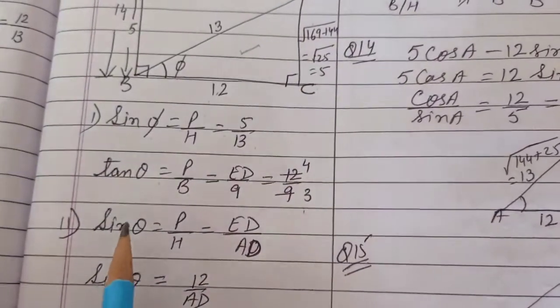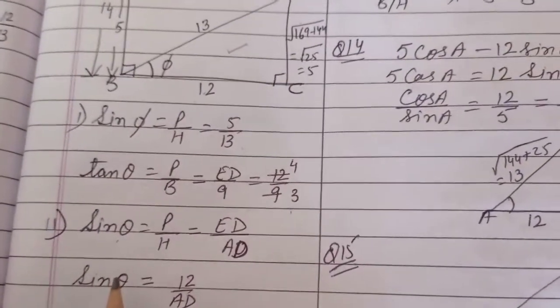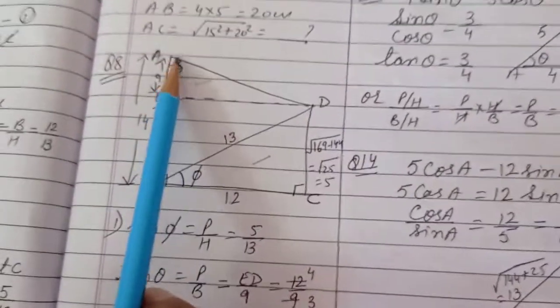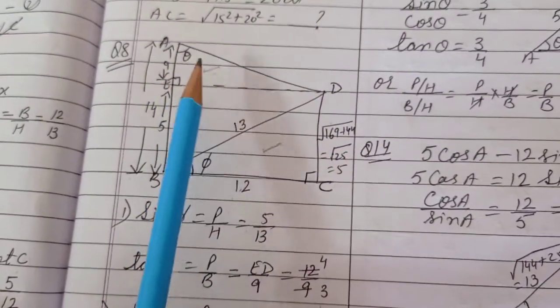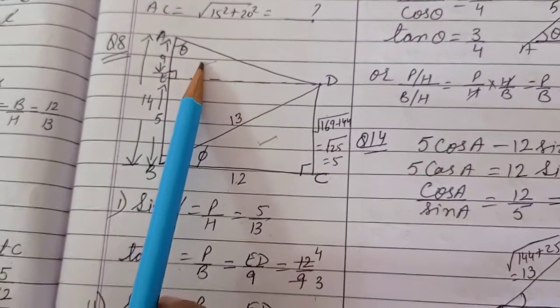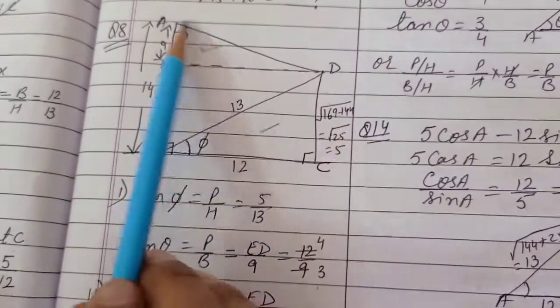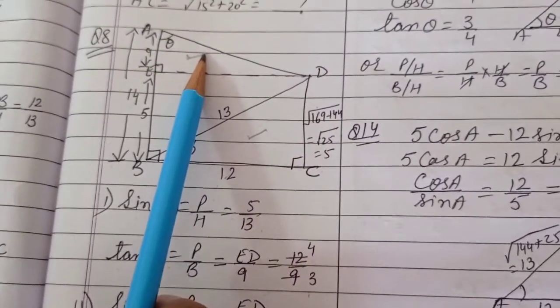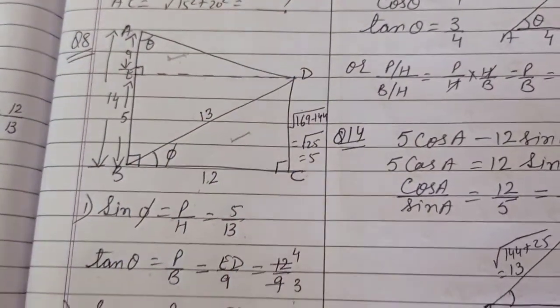You are asked to find what? Write an expression for AD in terms of theta. See beta, you have to take such a ratio in which AD is involved. AD is what? Hypotenuse, and hypotenuse is involved in sine also, cos also. So any you can take.